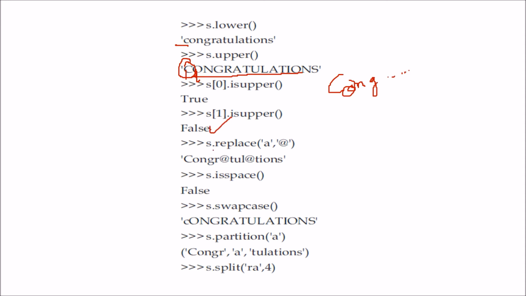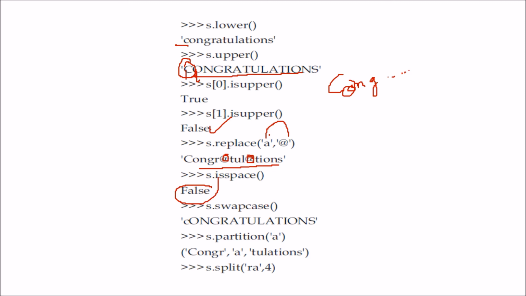When you want to replace a character in S with another character, what we are going to do is S dot replace. A will be replaced by @, so all the A you find here will be replaced by @. S dot is space will find the space. If the spaces are not there, it will give you false.